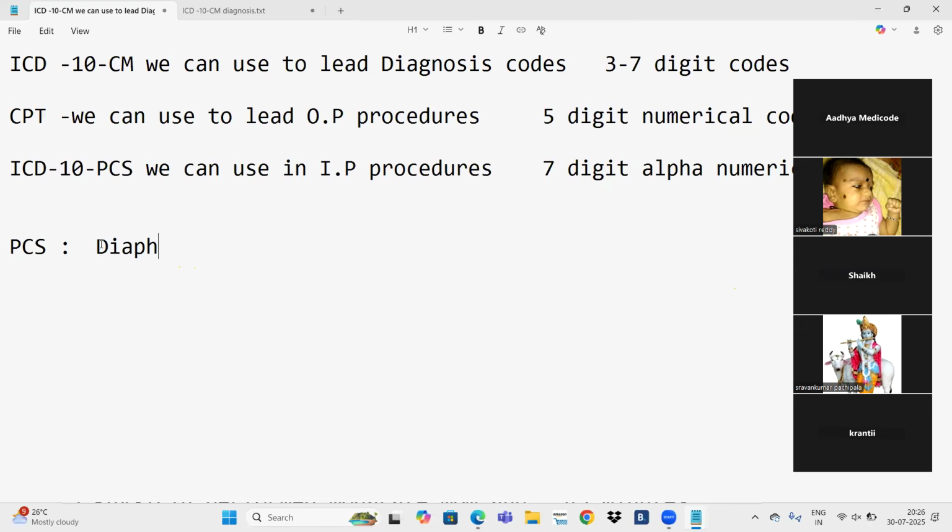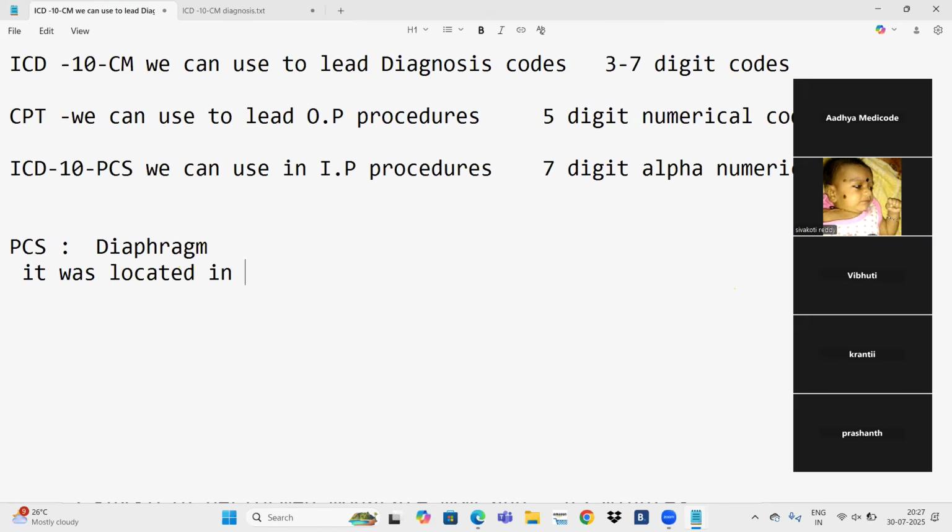Diaphragm. The diaphragm was the center point to divide upper arteries and lower arteries, upper veins and lower veins. Where will the diaphragm be located? Thoracic base, base of the lung. Below the lungs.